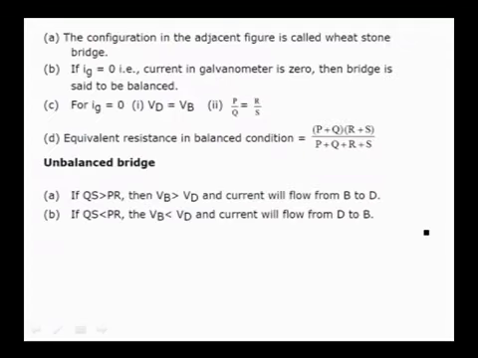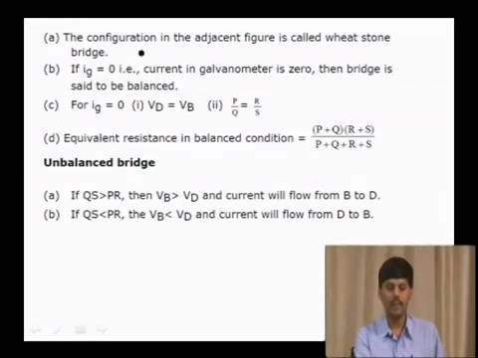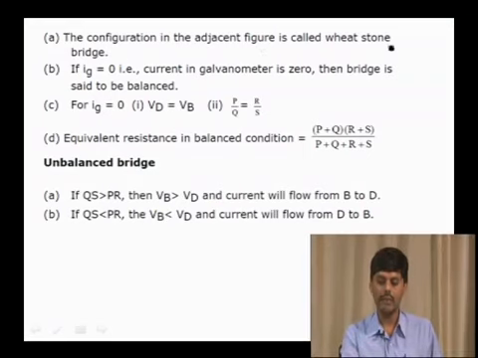Next, what I have discussed, the configuration of the adjacent figure, is called a Wheatstone's bridge. If Ig is equal to 0, that is, the galvanometer current is 0, then the bridge is said to be balanced. For Ig 0, VD and VB are equal, the potential at D and the potential at B are equal. In that condition, P by Q is equal to R by S. The equivalent resistance for the balanced condition is (P plus Q)(R plus S) divided by (P plus Q plus R plus S).